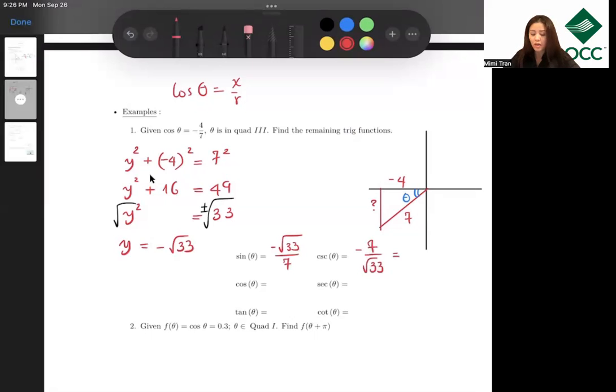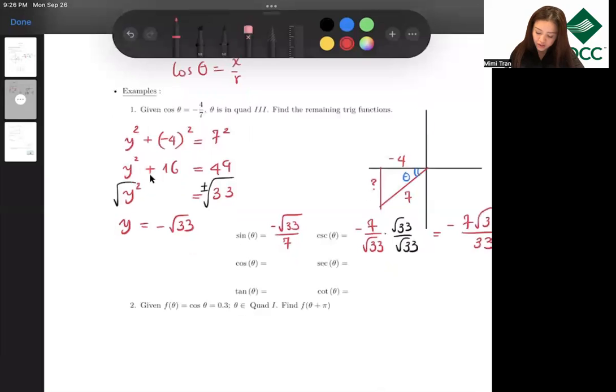If it bothers you, you can rationalize this. Multiply both top and bottom by root 33. I don't think it's a big deal. This is not an algebra class, but I'm just going to show you the first one if it really bothers you. So this is equal to -7 root 33. Root 33 times root 33 is root 33 squared, or 33. If it really bothers you.